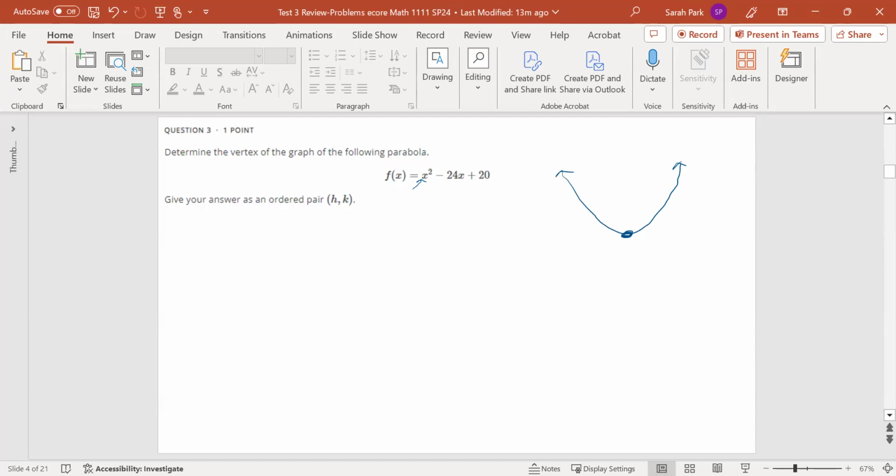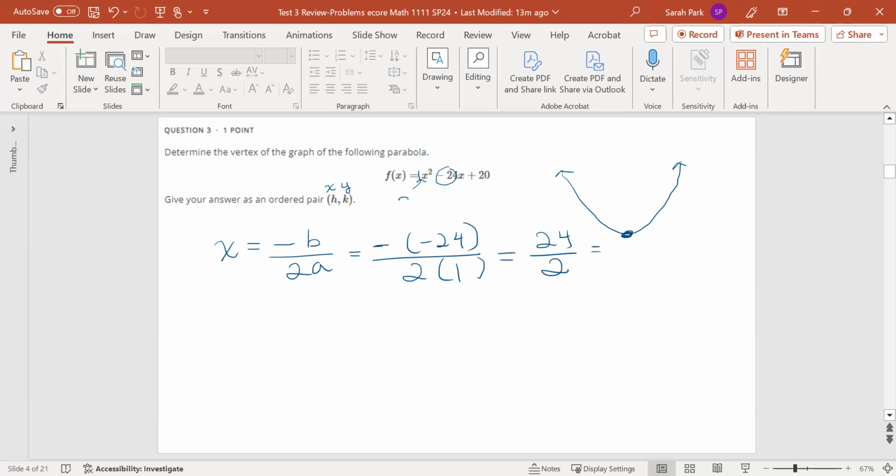The formula that goes with the vertex when it's in this form, ax squared plus bx plus c, we find h, which is just the x value of the vertex, and k is the y value of the vertex. To find x, we're going to use a formula negative b over 2a, where b is the negative 24. So we have negative of negative 24 over 2 times a. A is the coefficient in front of x squared. In this case is 1. Negative negative is a positive 24. 2 times 1 is 2. And then we get 12. So that's our x value.